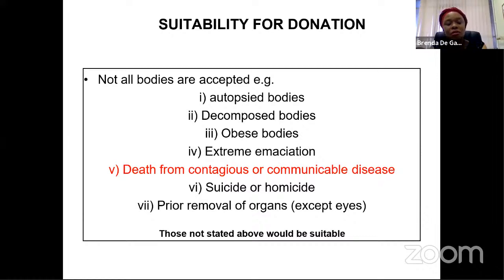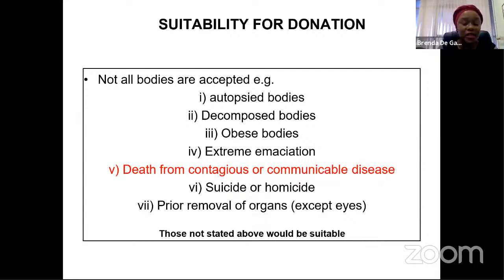To move on, who is suitable to donate their bodies to science? Not all bodies are accepted. For instance, autopsied bodies, decomposed bodies. And I think one that would catch everyone's eye is death from contagious and communicable diseases, especially in the time of COVID-19. Suicide and homicide as well, we don't accept.